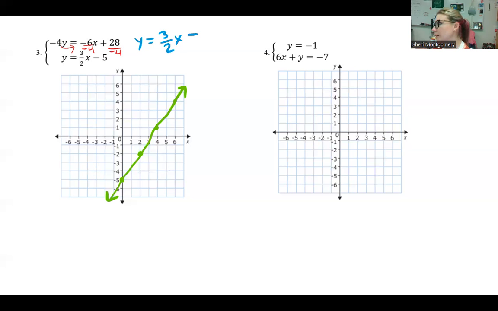Y'all got to brush up on your math facts before the test. 7. All right, let's go plot that one. 7 is at the very bottom. Okay, and then I'm going to go up 3 and then over 2. Up 3 over 2. What's happening?